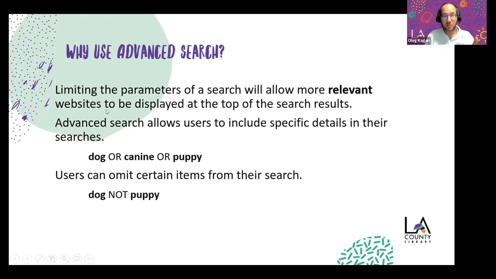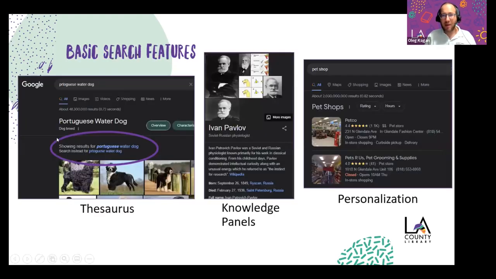Now, advanced search is great, but Google now also has incorporated advanced search features, or features that used to be advanced, into their regular search. And what does that look like? Well, the thesaurus feature, which has been a standby in library catalogs and other information retrieval systems, has been part of Google for a long time. What we see here is I intentionally misspelled Portuguese water dog, and Google said, showing results for Portuguese water dog, because it figured you're probably looking for this.